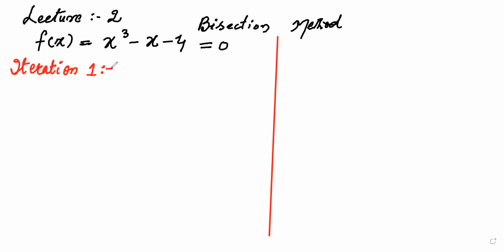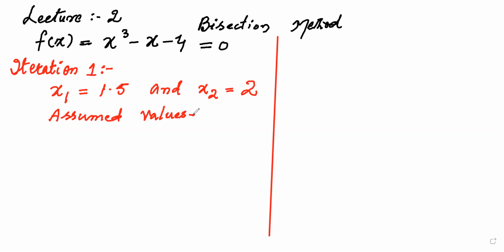In case of iteration number 1, we had assumed x1 equal 1.5 and x2 equal 2. These were two assumed roots. We say let we start with x1 and x2 be the roots of the given function f of x equal to x cube minus x minus 4 equal to 0. So these are our assumed values.